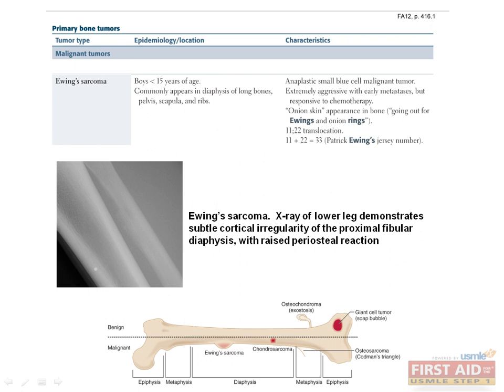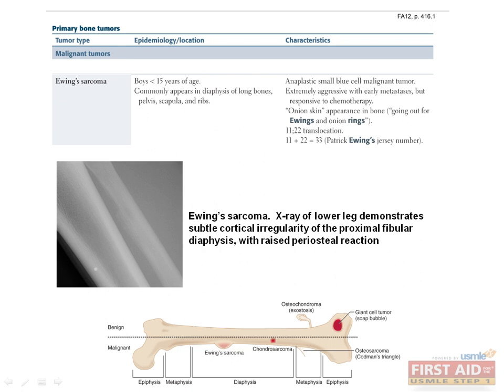This is a type of tumor that's called a small blue cell tumor, a family of tumors that includes neuroblastoma, medulloblastoma, retinoblastoma, and Wilms tumor. Like all other tumors in this family, Ewing sarcoma is very aggressive and presents often with early metastasis. However, it will respond well to chemotherapy, which is life-saving for patients. It can happen in a variety of bones, usually in the diaphysis of long bones, but also in the pelvis, scapula, or the ribs. There are two classic aspects of this disease to remember.